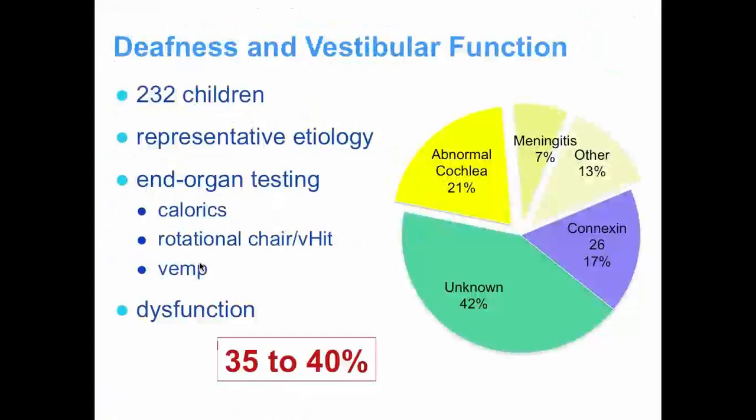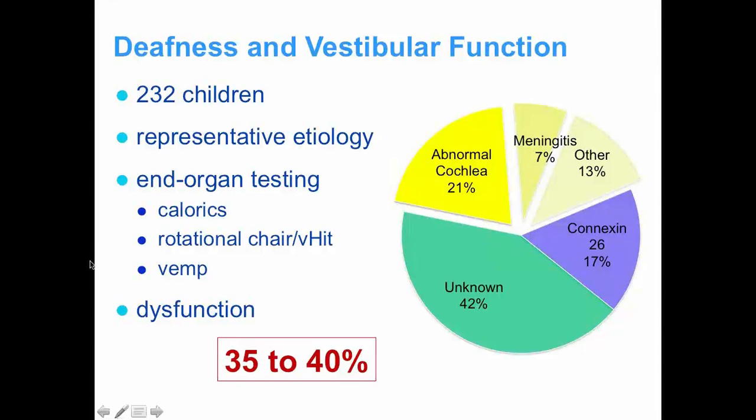One of the things that we have done in Toronto that we've been really interested in is classifying the vestibular function in our population of children with profound deafness. In particular, these are children who, for the most part, go on to receive cochlear implants. So severe to profound deafness, either in a unilateral or a bilateral setting. Up until now, we've tested just over 200 children, and this cohort is of a relatively representative etiology of what we see in our overarching implant population.